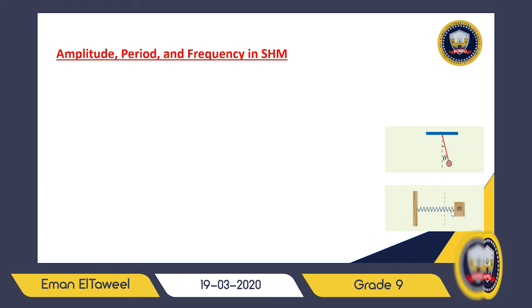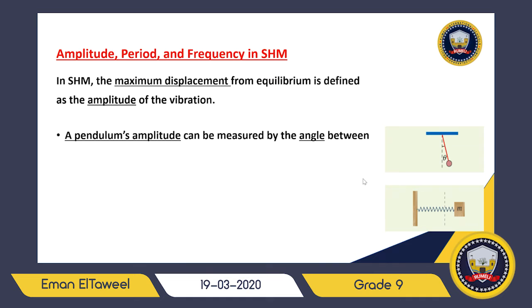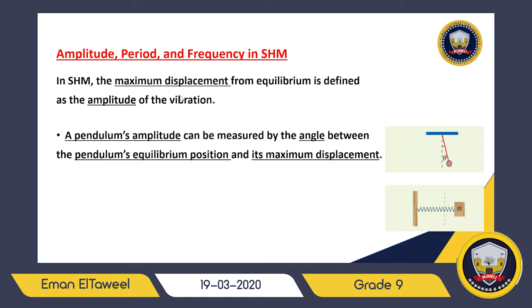And not only the simple pendulum, also the mass spring system. In the mass spring system, if this mass is stretched to the left side, to the maximum displacement from the equilibrium position, this is the equilibrium position, the dotted line, or even compressed to the right side away from the equilibrium position, it is called amplitude. So amplitude is the maximum displacement away from the equilibrium position.